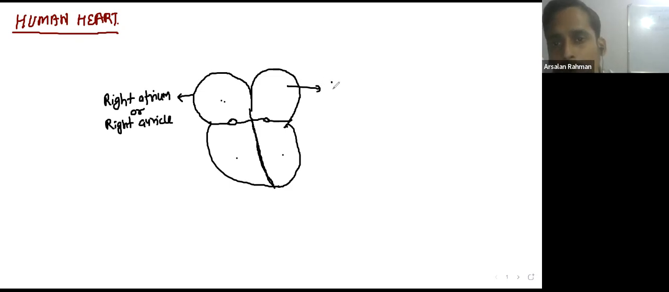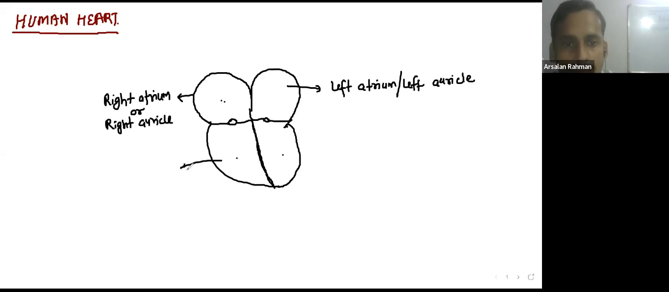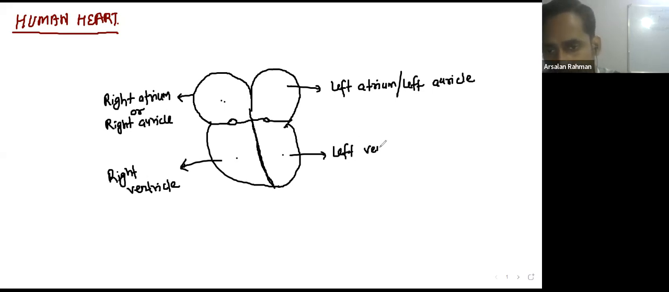The other small chamber is called the left atrium or left auricle. Okay, left atrium or left auricle. This large structure is called the right ventricle. This is the other large, bag-like structure, called the left ventricle. Okay.